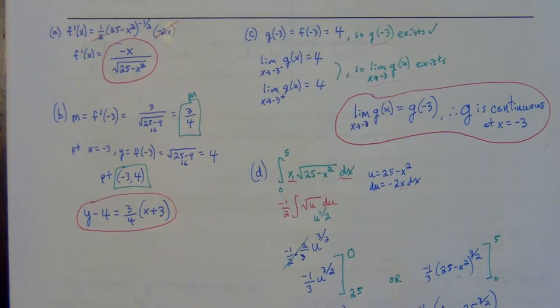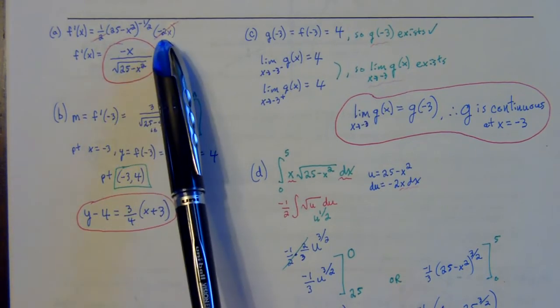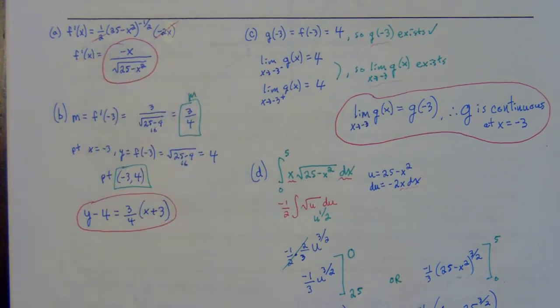So simply multiply by the power, decrease the power by 1. Remember to times it by the derivative of the inside, the 2's cancel, and then just get rid of your negative exponents. Boom, letter A is done.